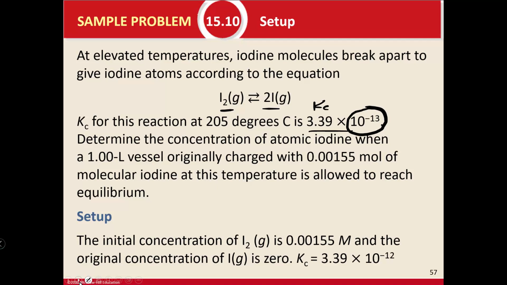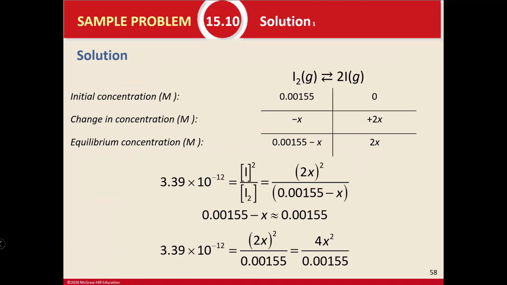It says determine the concentration of the atomic iodine in a 1 liter vessel charged with an initial concentration of 0.00155 moles of molecular iodine. So atomic iodine, molecular iodine. We don't have any of this initially, so we know what the ICE table is going to look like. We know which way this reaction is going to go. It's definitely going in the forward direction because Q is less than K, because Q is equal to 0. So again, always do that.